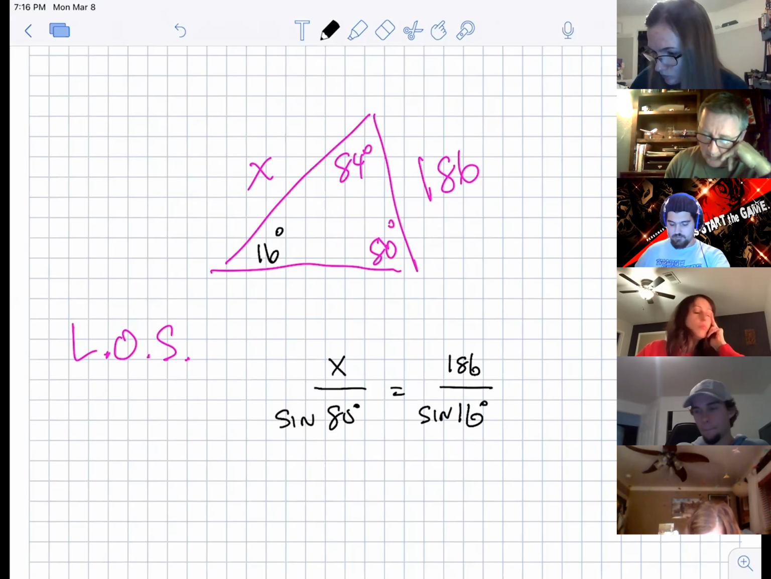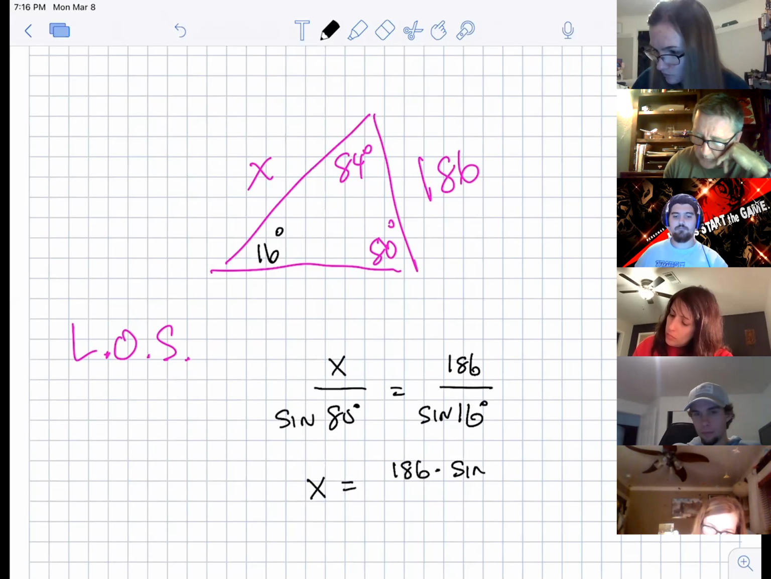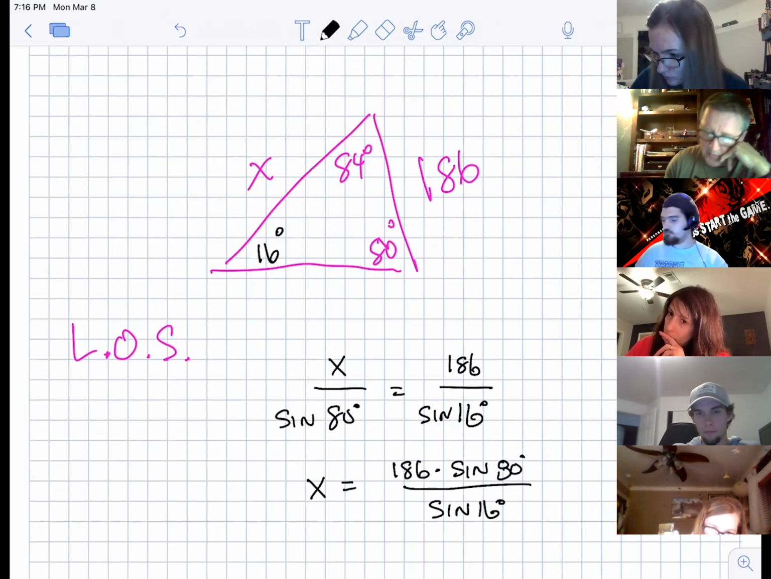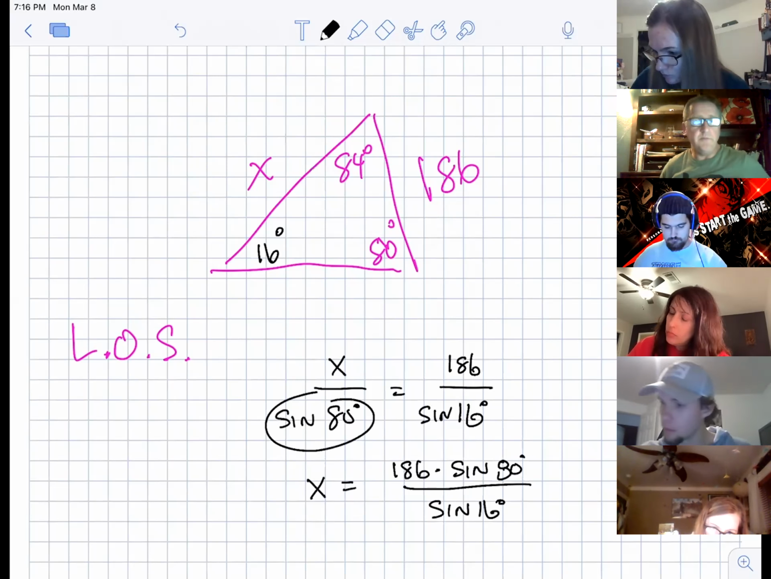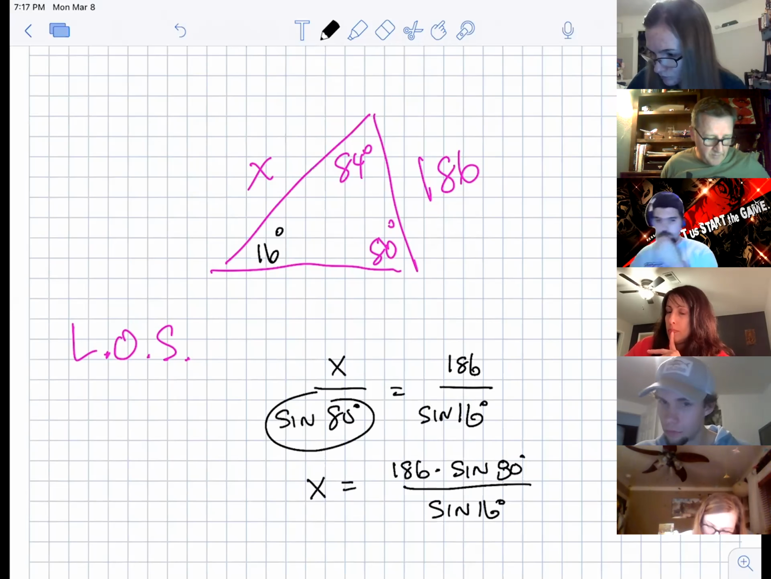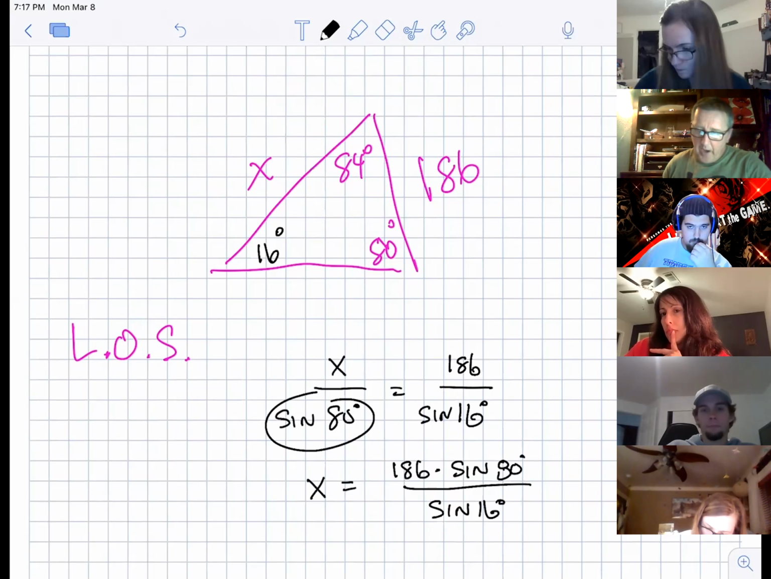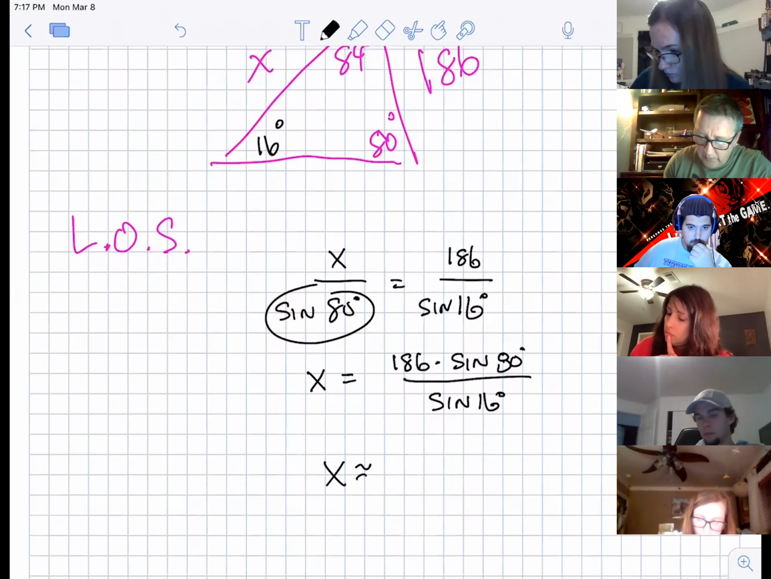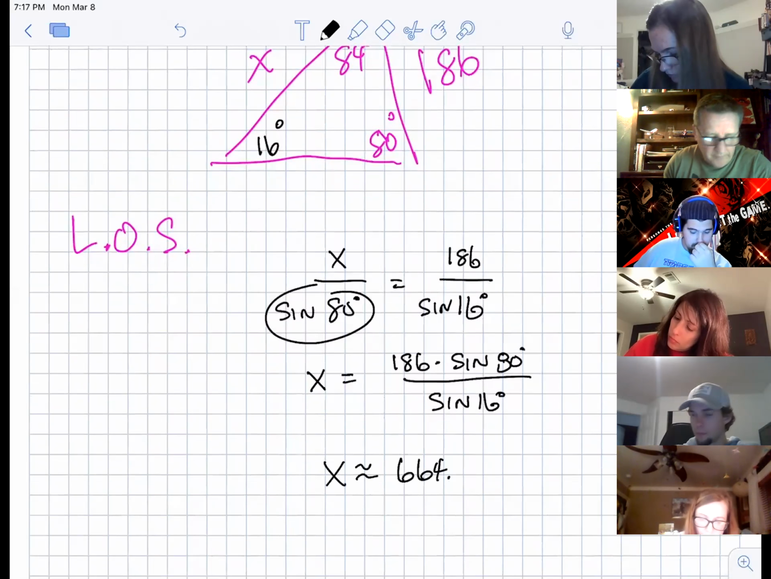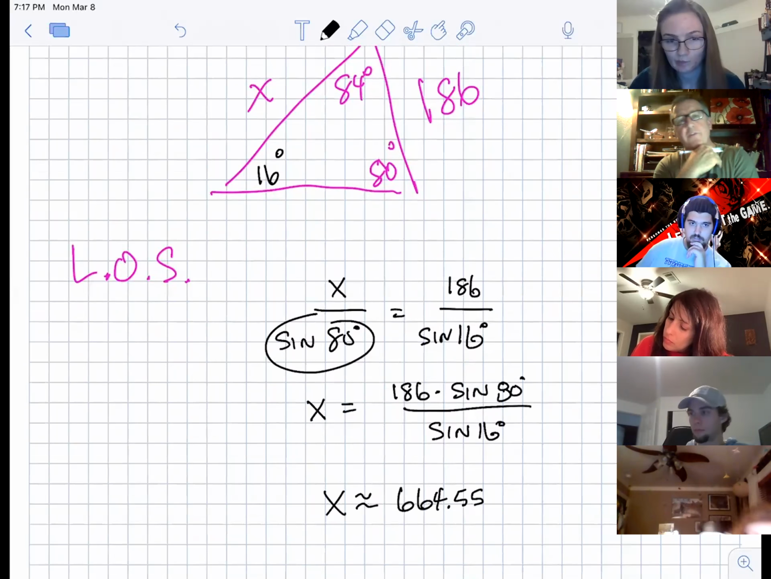I got 664.6. Let me see if I get the same thing. You should be able to write this out. In other words, multiply the sine of 80 to the other side. You should be able to do that algebraically without punching any buttons. So now I'm going to say 186 times the sine of 80 divided by the sine of 16. Yeah, X is 664.55. So that's 664 million miles away.